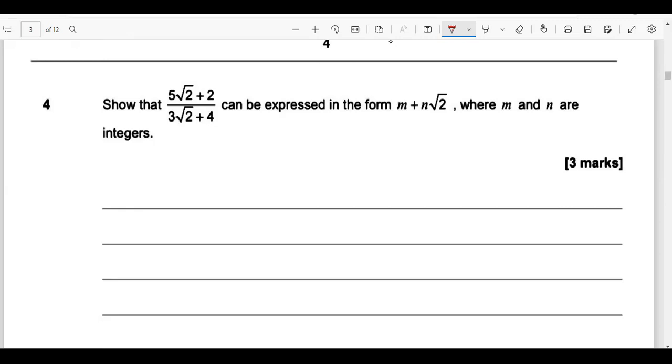Trust me, if the paper was in reverse order, the threshold would have been very, very less, because the confidence you gain after solving these easy questions would make you do the complicated ones. Okay, so always remember this thing.